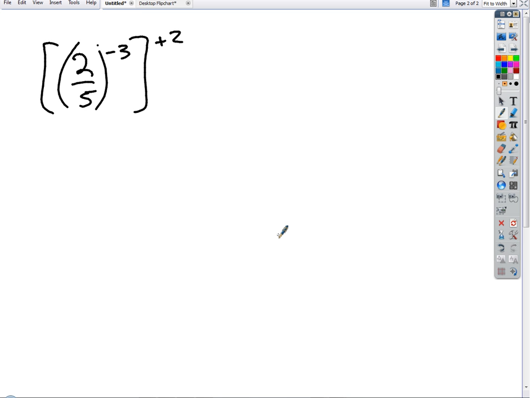I've got something, so I'm not even worried about that yet. I've got a power to a power, and so what do I do if I take a power to a power? Multiply the exponents. Good, so I'm going to get 2/5 to what power? -6. Good.